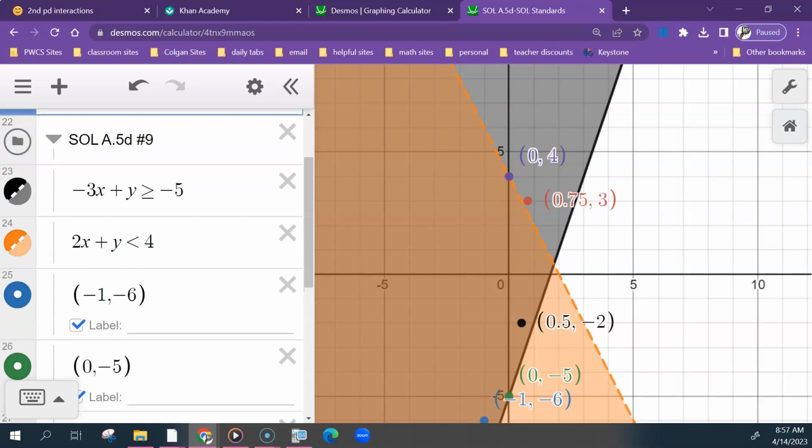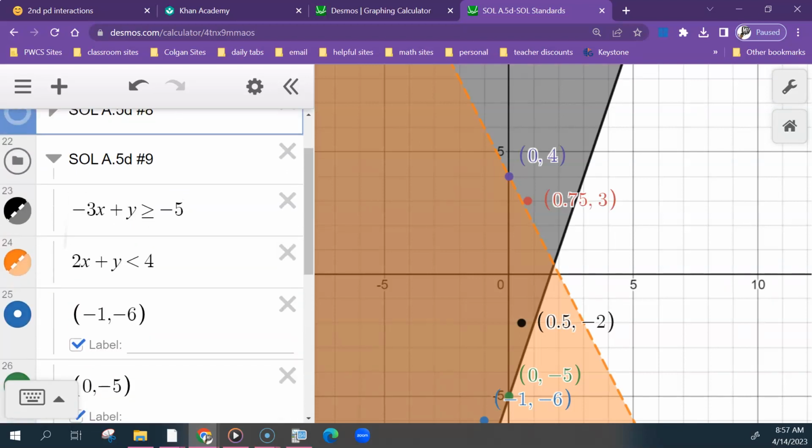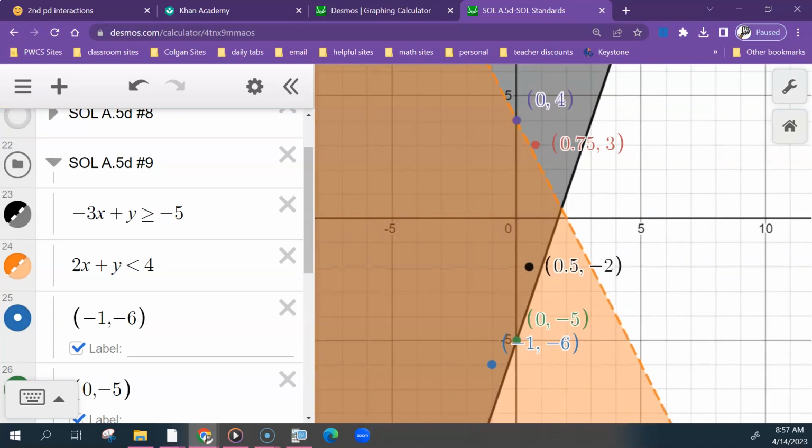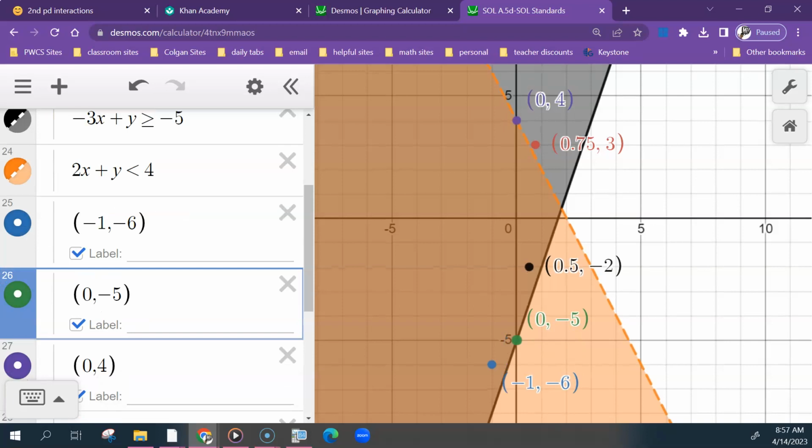Did not solve these two, just put them in, put in all the ordered pairs. The ones in the overlapping is kind of hard to see because of the colors, but 0.5, negative 2 definitely worked. 0.04 was on the line, so I double checked that one. 0.75 was outside, and 0, negative 5 was on the line, so I double checked that, and negative 1, negative 6.